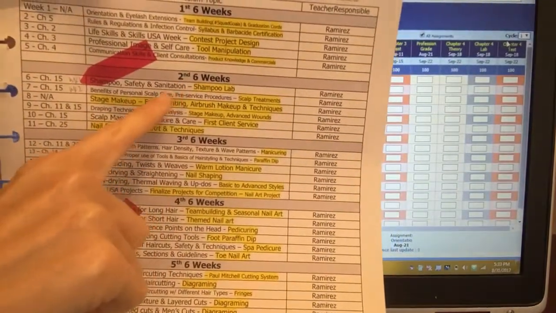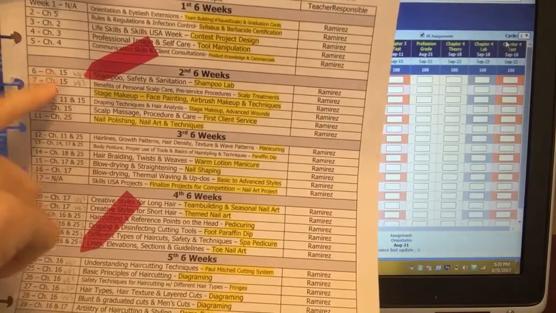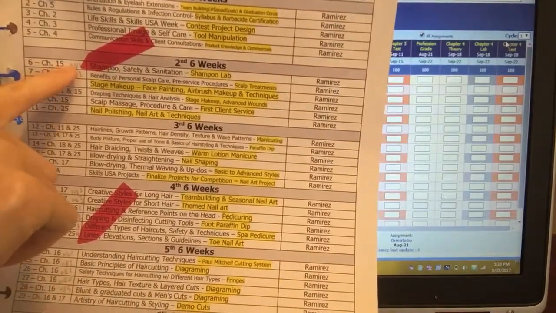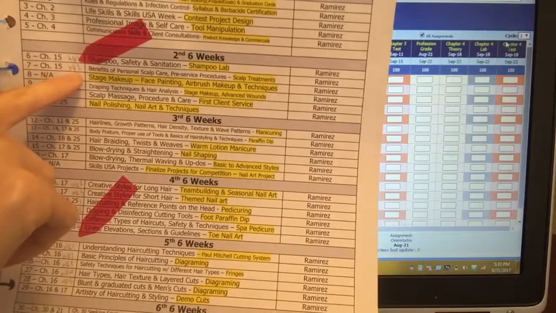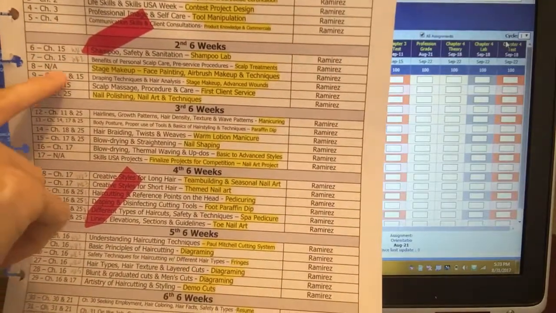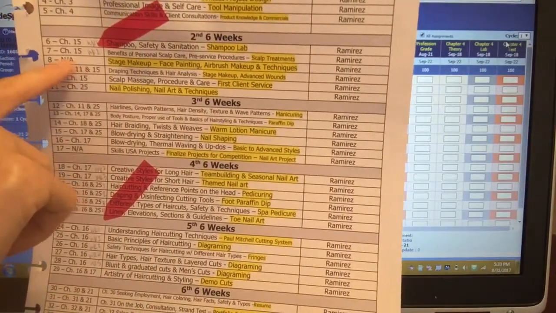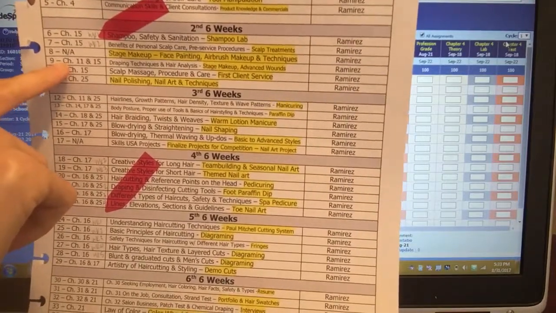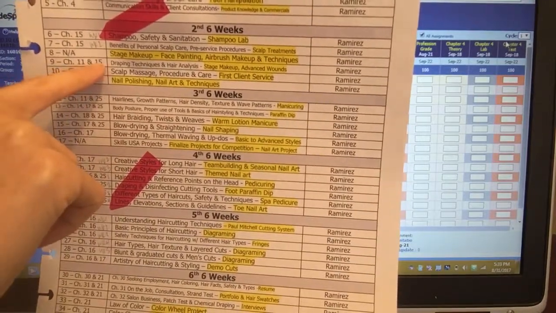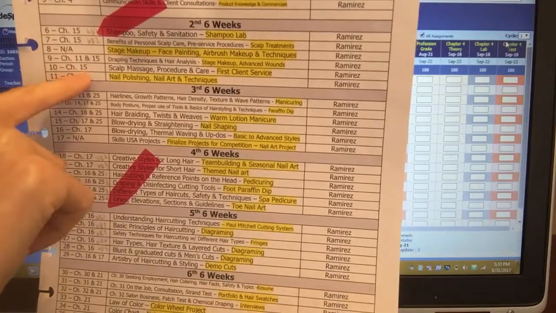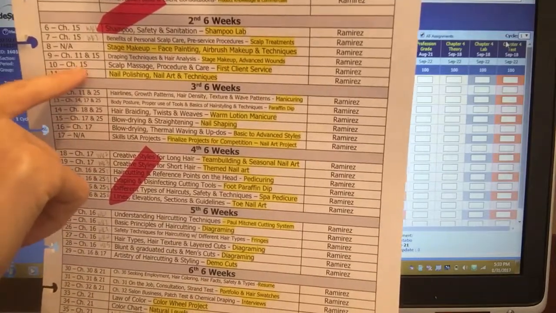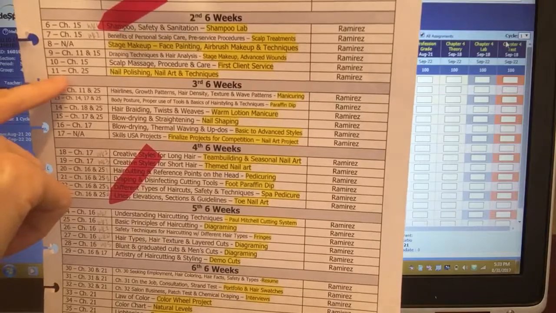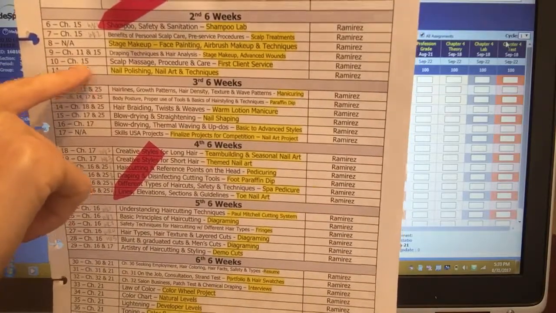So then for the second 6 weeks, I already know what I'm teaching, okay? So right here, I know I'm gonna be doing chapter 15, week 1, 15, week 2. No chapter for week 8, okay? Because we're doing stage makeup. That's like a fun free week. Week 9, we're doing chapter 11 and 15. And then chapter 10, 15, week 10, 15, and week 11, chapter 25, okay?